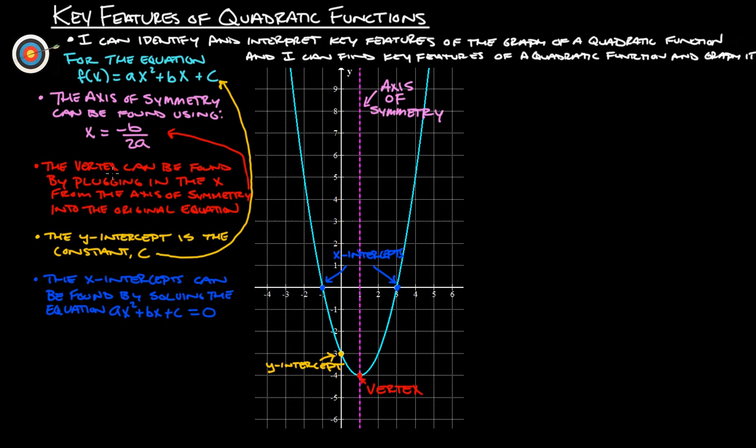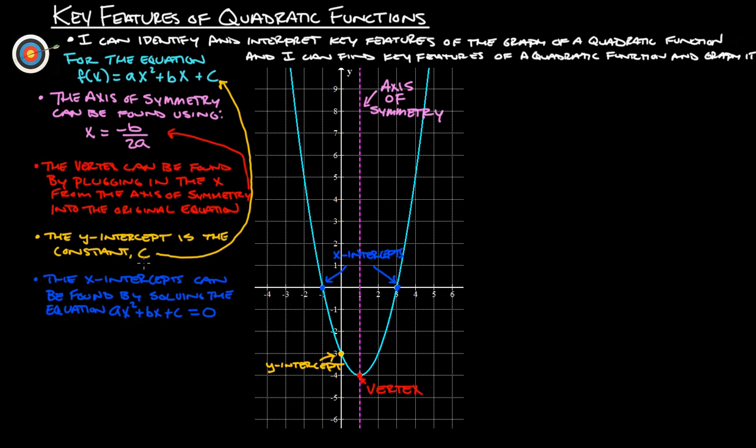The vertex can be found by plugging in whatever we get for x. We take that x value and plug it back into the original equation to figure out what the y is. We have the x from the axis of symmetry, and that will also give us the y value of the vertex. So that's how we find the vertex, which we also did earlier in this chapter.